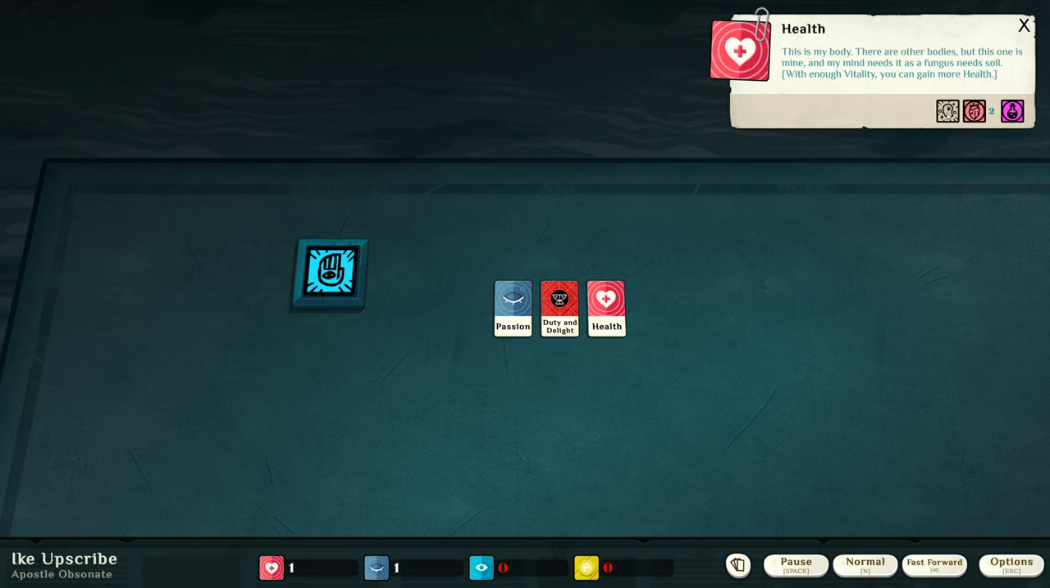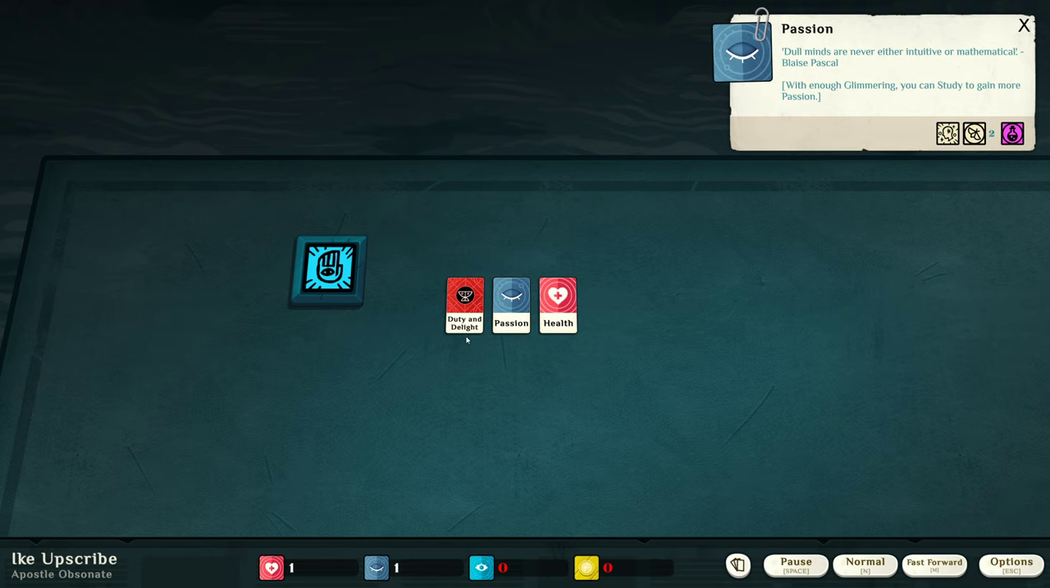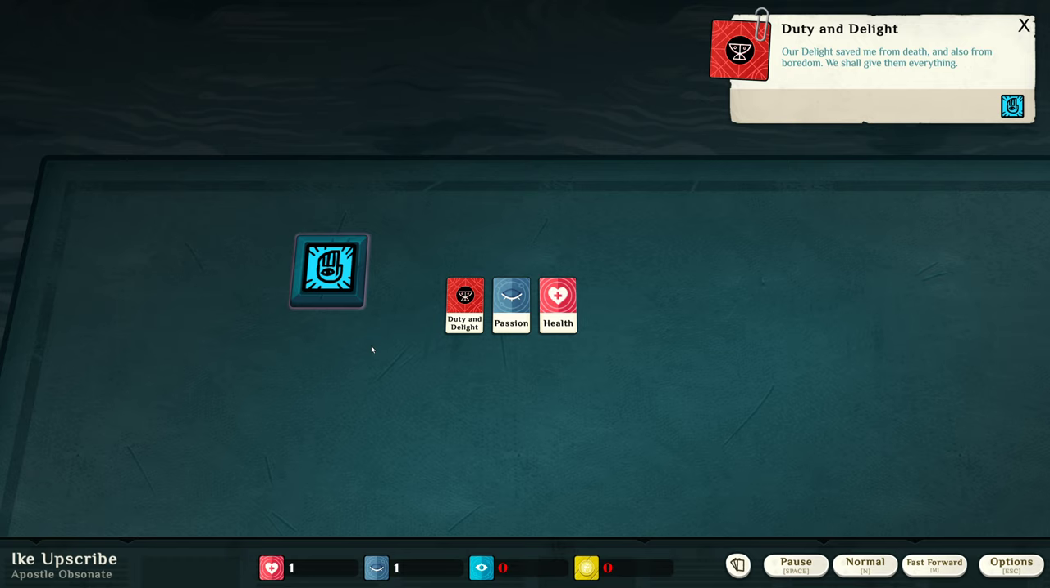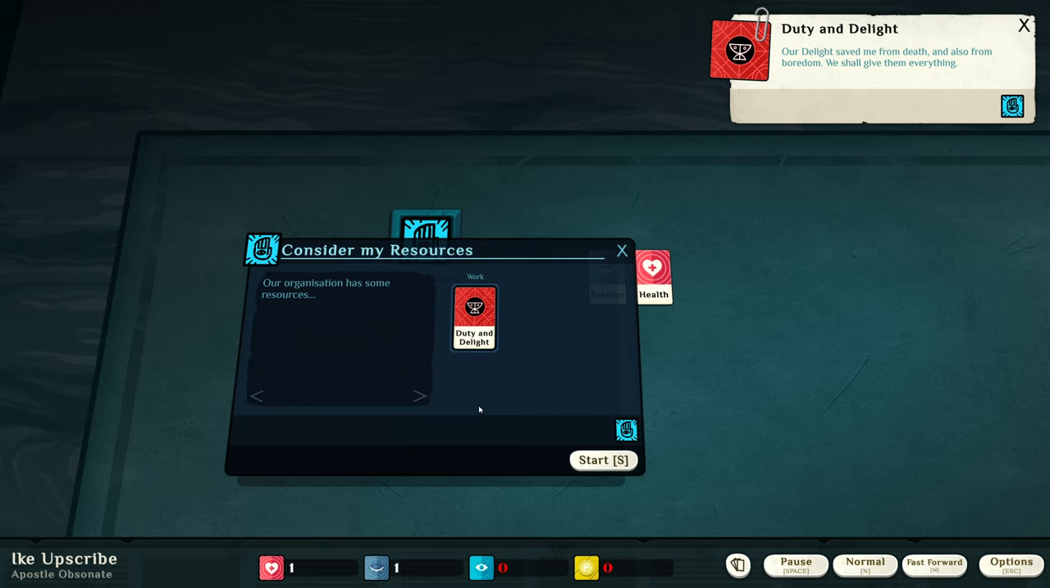So, of course, if you're playing this, you will have already successfully wrestled the game to its knees once, and so you should probably already know that you put work items in the work slot. When you pick up a card, it's going to put a little pink outline around things that you can work with, and if you click on the slot, it will show you the different things that you can do. So, what's the thing that's new for us? It's duty and delight. Let's see what happens. Our resources, our organization has some resources.